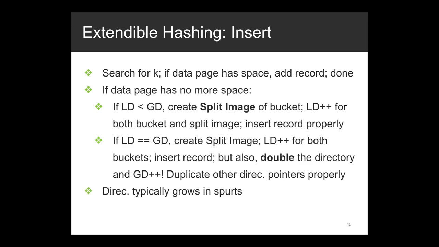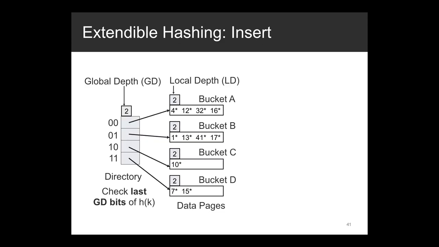So this means the directory grows in spurts. It doesn't grow contiguously. You keep waiting till LD equals GD, and then that's when the directory doubles. When the directory doubles, the GD will increment by 1, but every other bucket page's LD might still be less than the new GD, and therefore it's quite likely the directory will not double again in the near future. So let's do an illustration of how exactly this works.